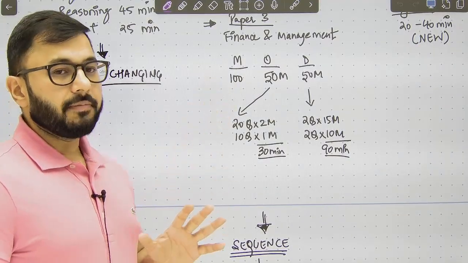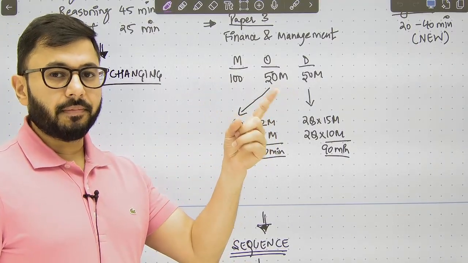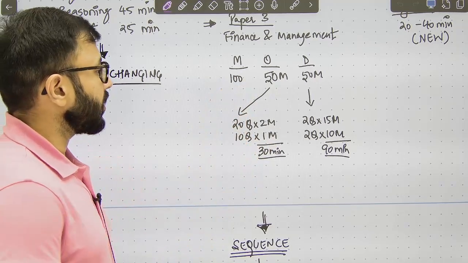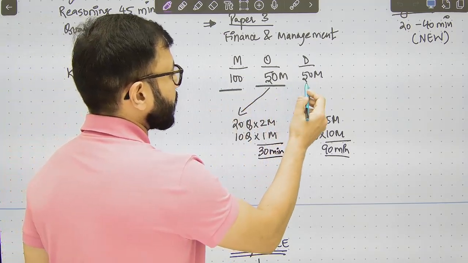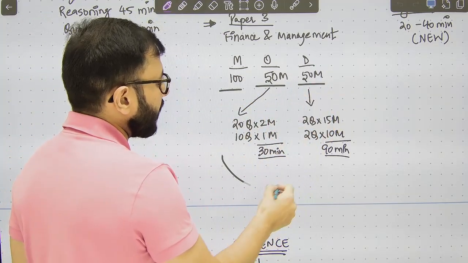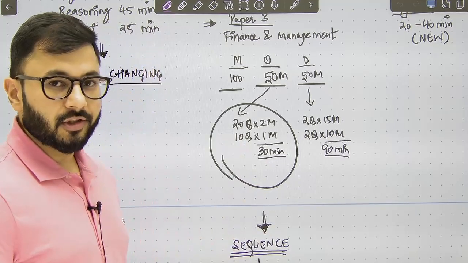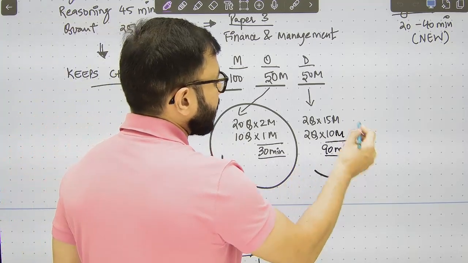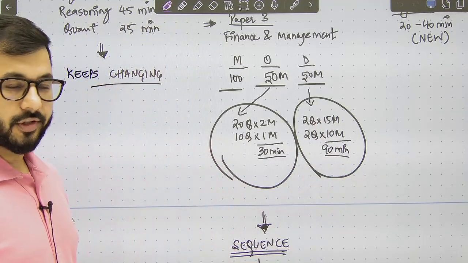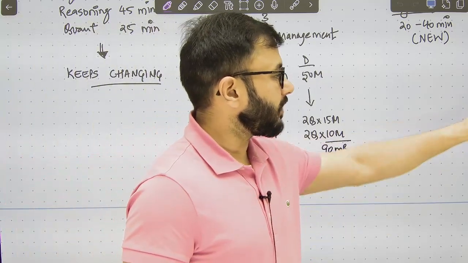Then comes finally paper 3, which is very similar to paper 1 ESI in its structure. 100 marks, 50 marks objective, 50 marks descriptive. The same 20 questions of 2 marks, 10 questions of 1 mark each, 2 questions of 15 marks and 2 questions of 10 marks each, total of 90 minutes.